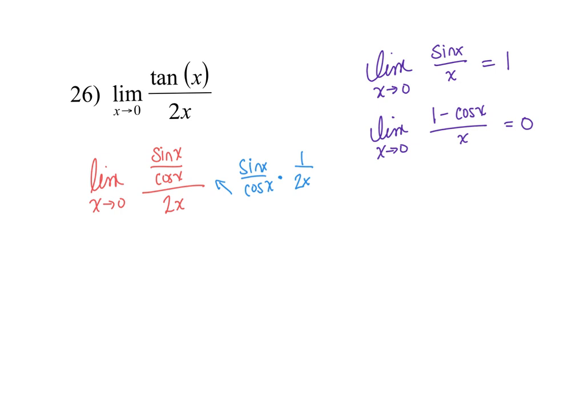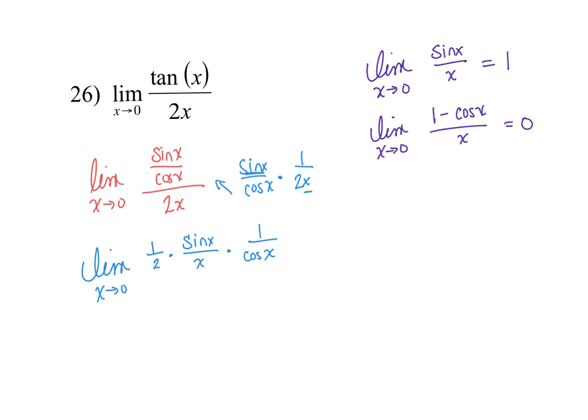Okay? So far so good? Keep, change, flip. So I'm going to write it like this. I know I want to manipulate the sine x over x, right? So I'm going to say, well, it's the same thing as 1/2 times that sine x over x times the 1 over cosine of x. Does everybody see how it's all multiplication, so it really doesn't matter what order I put it in.